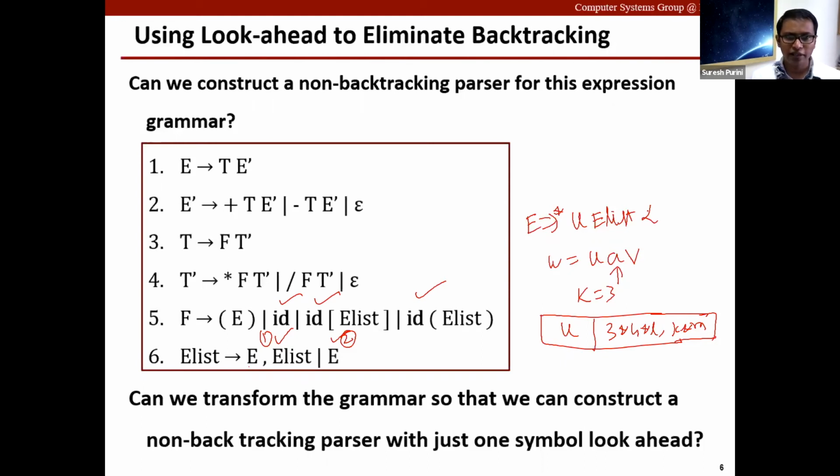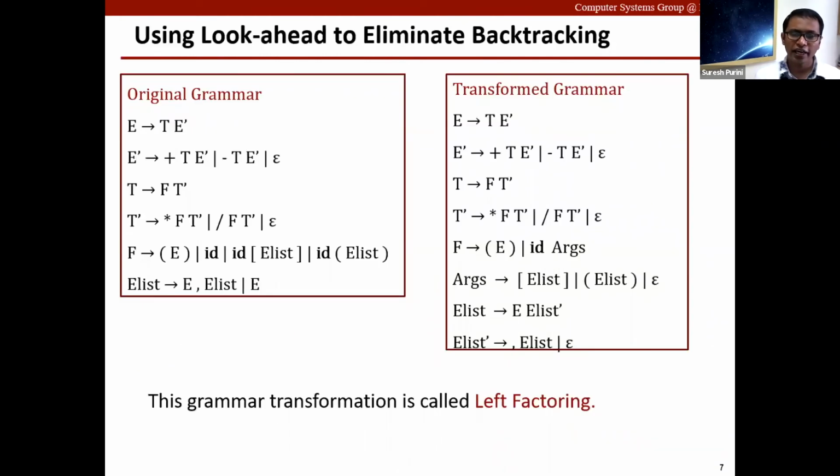So how do we handle this problem? Again, we rewrite the grammar. And how do we rewrite the grammar? If you see these three substitution rules which are causing us problem, they are causing us problem because they have a common prefix or a common prefix factor, that is ID.